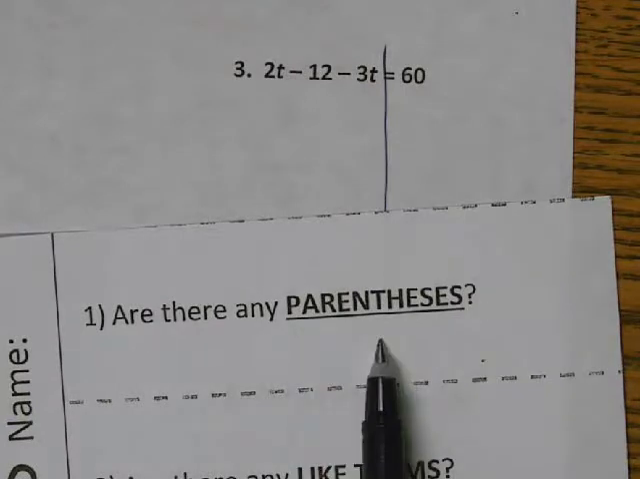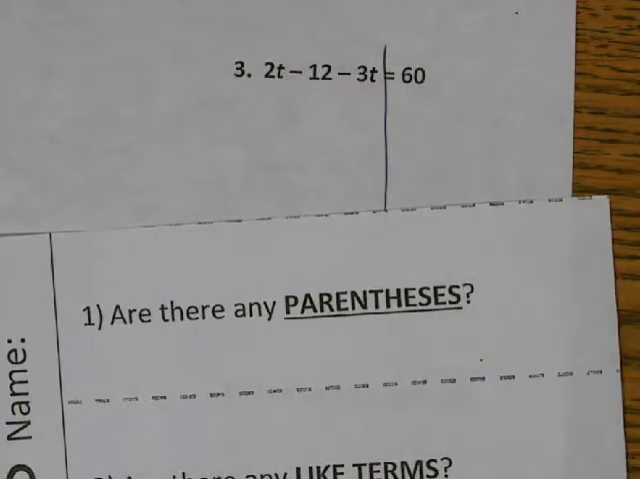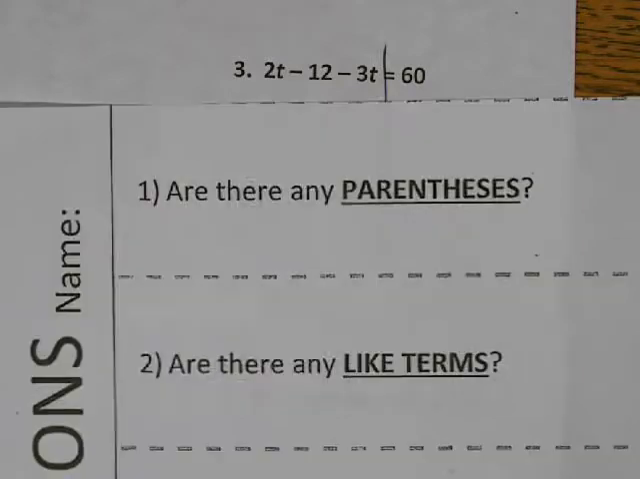Okay, on this page we start at the top. Are there any parentheses? No. Are there any like terms? Yes. To tell if there are like terms, you want to make sure there's only 2 things on each side, for the most part. Especially during this unit, it's going to be 2 or less.